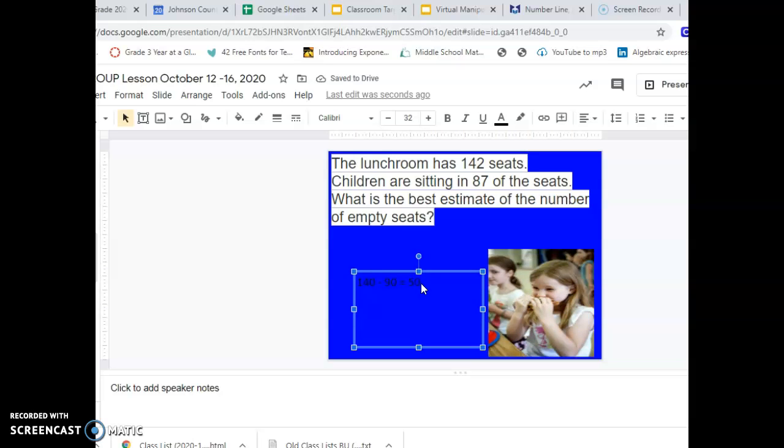I'm going to actually restate the question. So I'm going to come down here and I'm going to type in, there will be about, and I'm putting the word about there because it's an estimate, 50 seats empty in the lunchroom. So you always want to make sure that you're typing a sentence out, restating that question and telling the answer. So in this case, there will be 50 seats empty in the lunchroom.